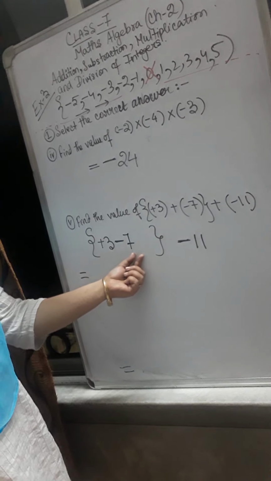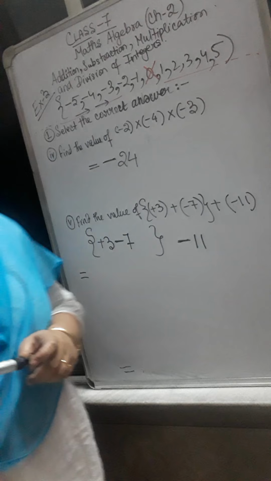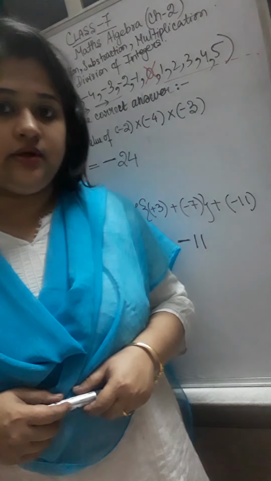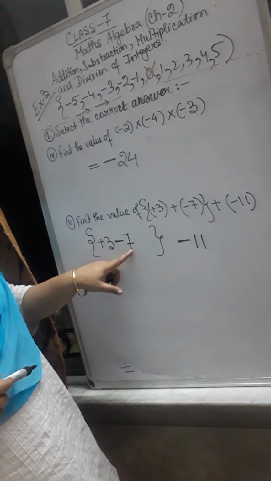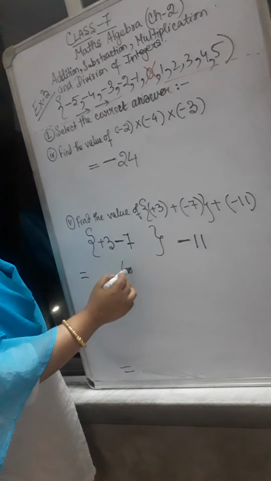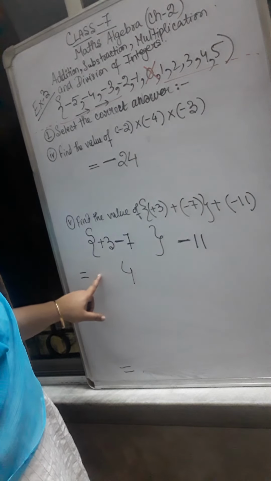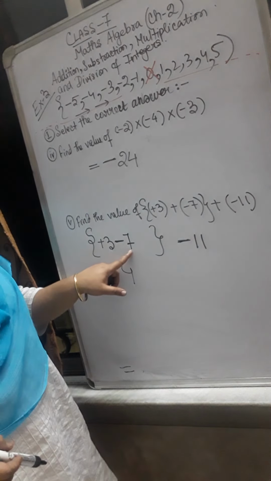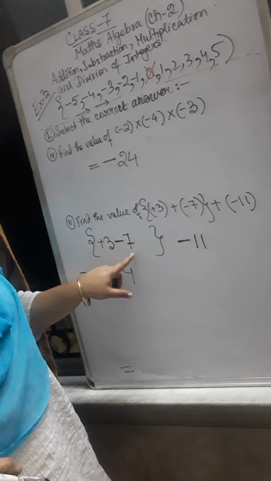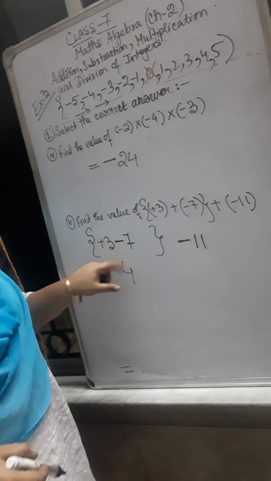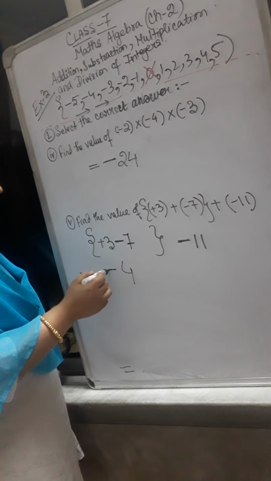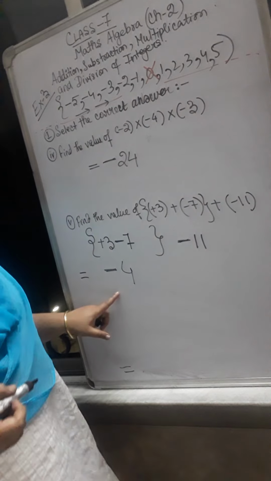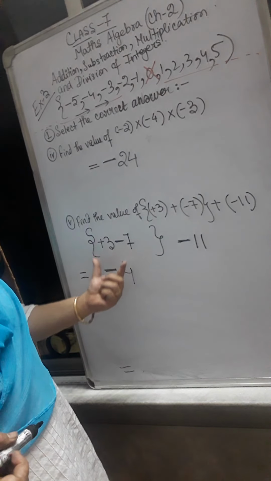Now when the 2 numbers have opposite signs, what do we do, add or subtract? We always subtract the numbers. So from 7 you subtract 3, you will get 4. And what will be the sign of the result? The sign will be the sign which is there with the greater number. So out of 3 and 7, 7 is the greater number, and you will place whatever sign is there with 7. It has a negative sign, so the result will also have a negative sign. So we have solved this bracket.